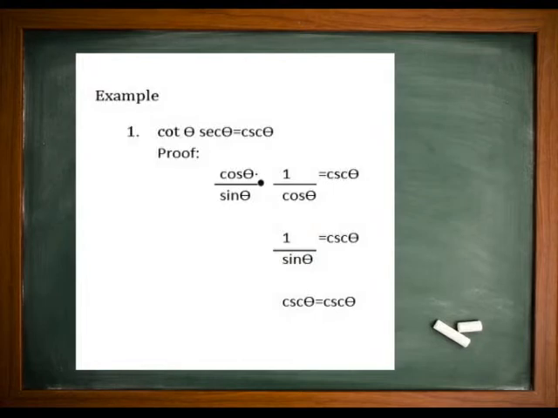Examples. Number 1. Cotangent theta times secant theta equals cosecant theta. Proof. Cosine theta over sine theta times 1 over cosine theta equals cosecant theta. 1 over sine theta equals cosecant theta, which means cosecant theta equals cosecant theta.